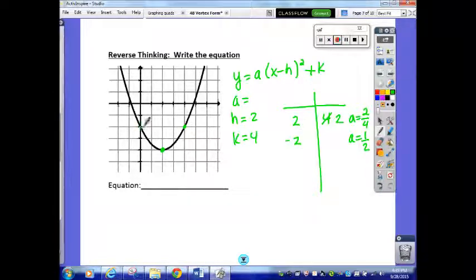Left 2, here's another point, should go up 4, but it only went up 2. So 2 over 4 is 1/2. Okay, very visual way of finding A. Okay, so now let's make an equation. Don't forget you need either y equals or f of x equals 1/2 (x minus 2) squared plus 4.